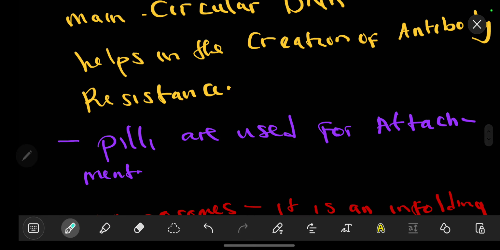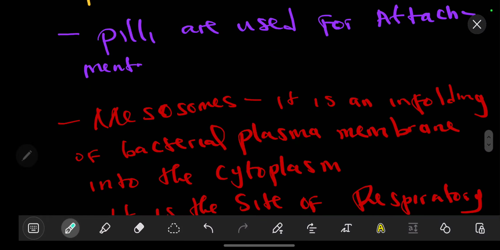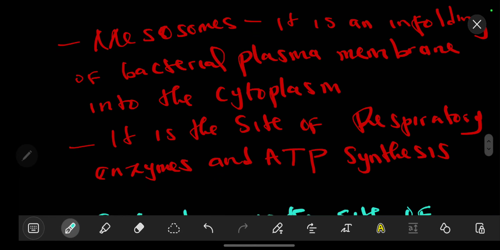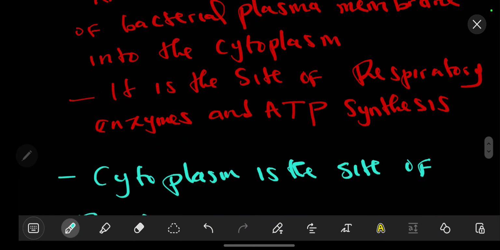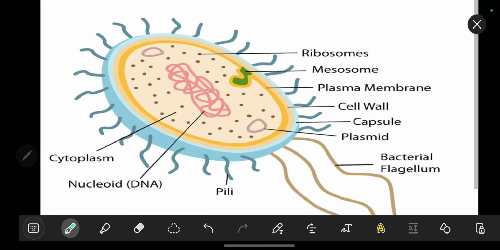We also talked about the pili, which help in the attachment of the bacteria to its host. So the bacteria needs to attach to its host for survival and continuity. We also talked about the mesosomes. The mesosomes are the site of respiratory enzymes, which is also responsible for the formation of ATP. ATP is the energy that can be used in various processes such as locomotion, or rather movement from one point to another. We also talked about the cytoplasm, which is the site of reaction. So these were the parts.